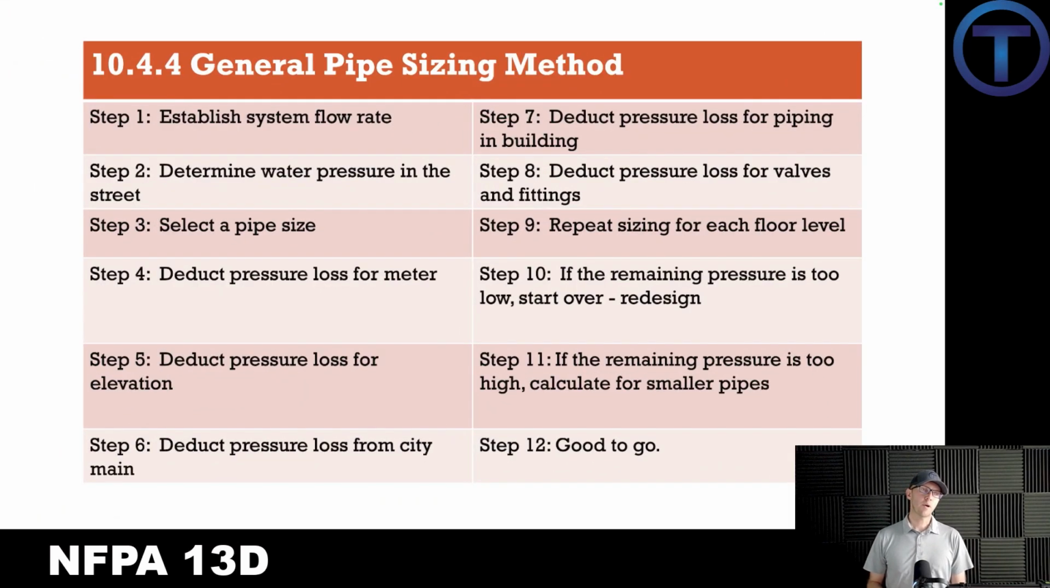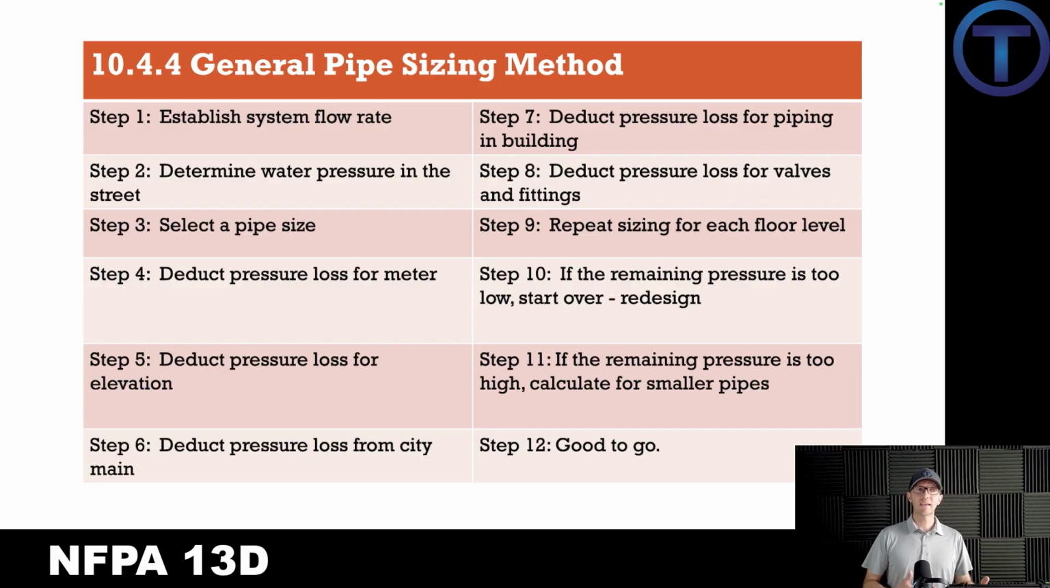Let's look at 10.4.4, which is general pipe sizing method, and it gives us step-by-step on the things that we need to do in order to size fire sprinklers for residential. Let's go through the steps real quick. Follow me here. Step 1, establish the system flow rate. We need to know what is going to be required for flow. Step 2, determine the water pressure in the street. Now you remember we talked about the 4-inch main. If it's big enough, we'll just take the pressure as it is. If I'm dealing with something else like a well, I'm going to have to come up with a water pressure from that system. Number 3, you select a pipe size.